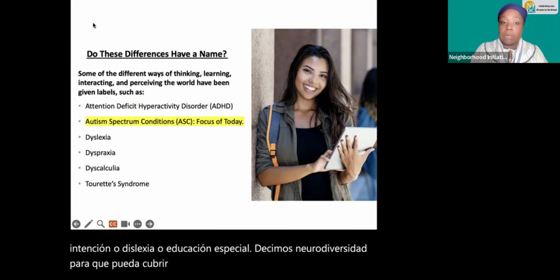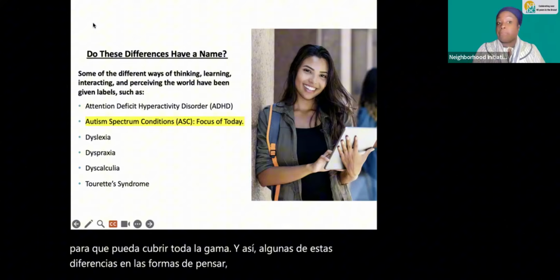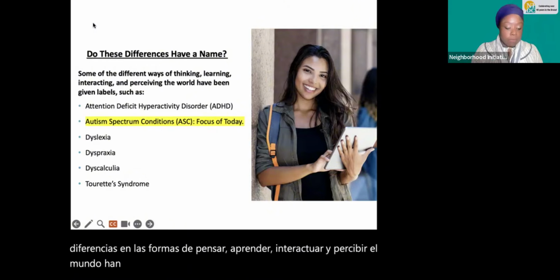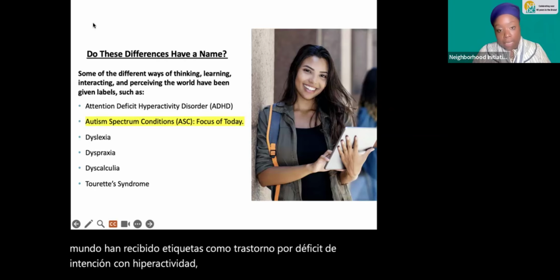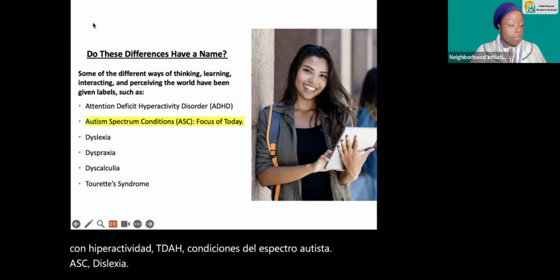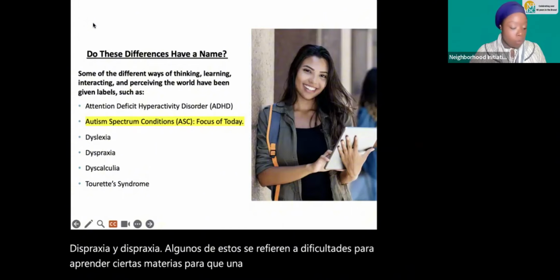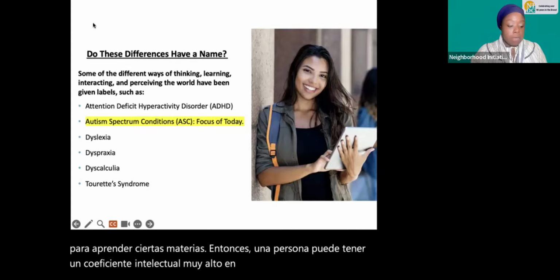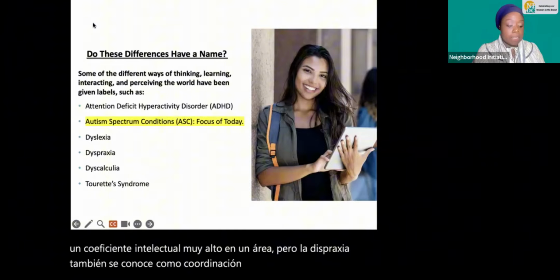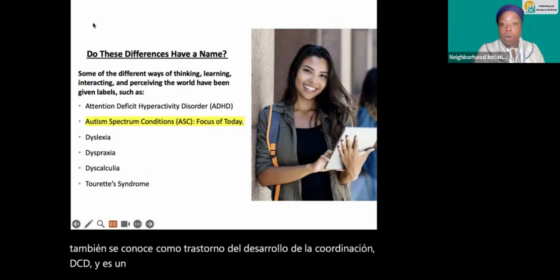And so some of these differences in ways of thinking, learning, interacting, and perceiving the world have been given labels such as attention deficit hyperactivity disorder, ADHD, autism spectrum conditions, ASC, dyslexia, and dyspraxia. Some of these are around just difficulties learning certain subjects. So a person could be very high IQ in one area, but dyspraxia is also known as developmental coordination disorder, DCD, and it's a common disorder that affects movement and coordination.